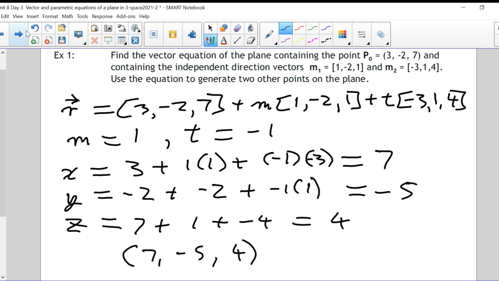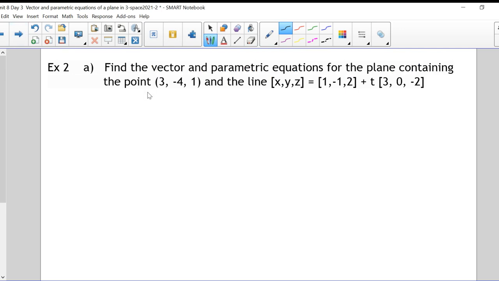So that's one point that's on the line, and you could easily find another one by just changing your M and your T, or just changing one of them. Just changing the M and not the T, doesn't matter. All right. Okay, so let's get to number 2.